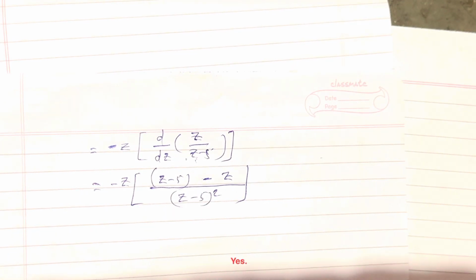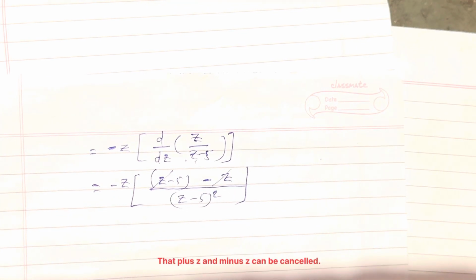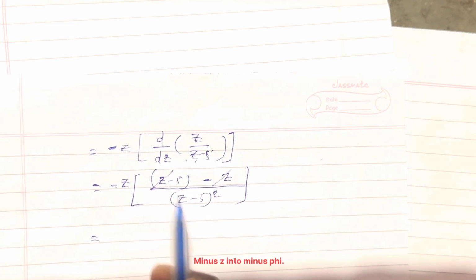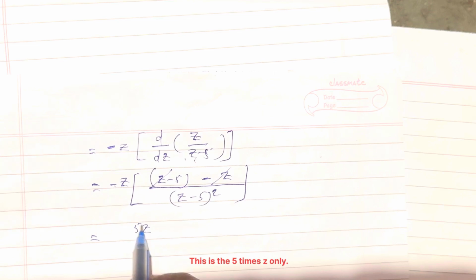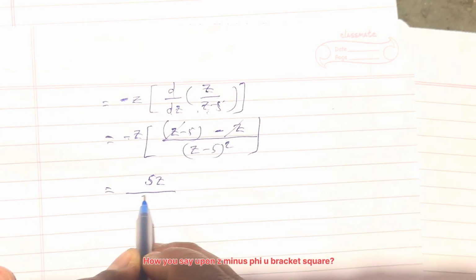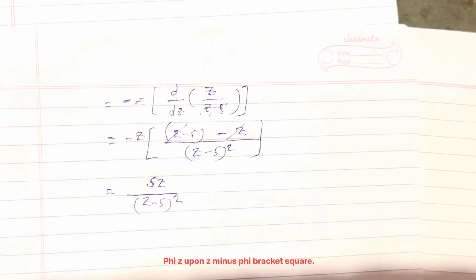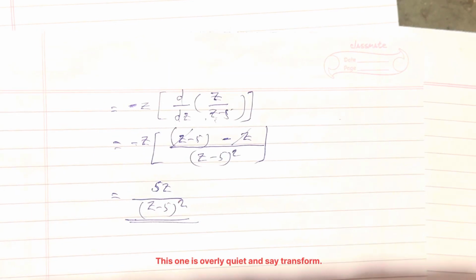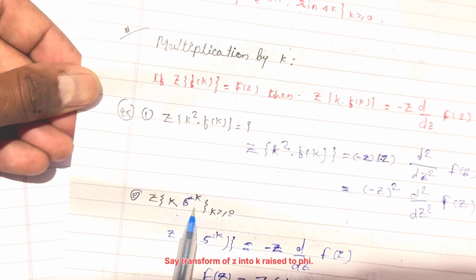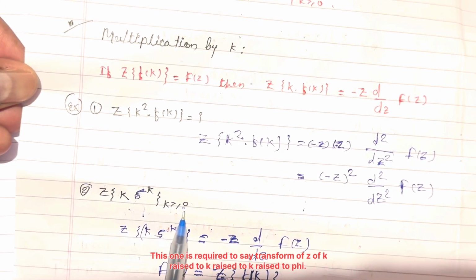Yes, so what we do, that plus z and minus z can be cancelled, so we write minus minus plus. Minus z into minus 5 is 5 times z only. Minus minus gives us plus 5z upon z minus 5 bracket square. This is our required z transform of k into 5 raised to k, when k is greater than or equal to 0.